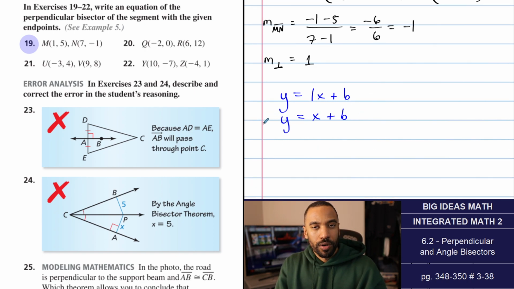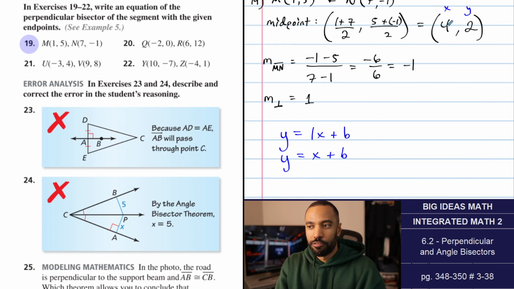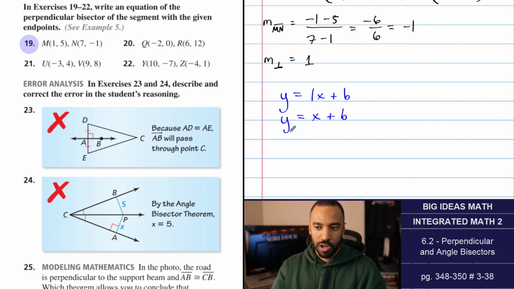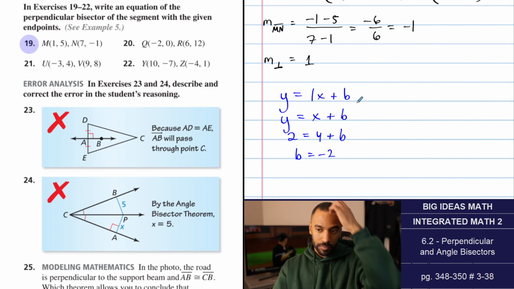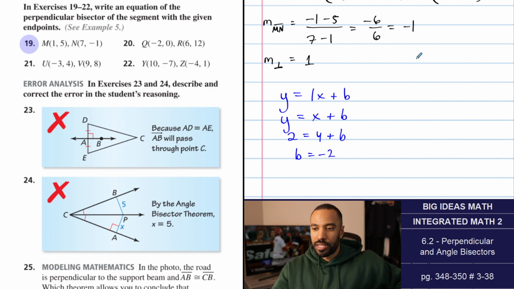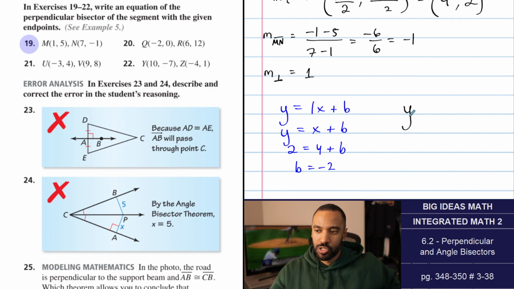X and y, we're going to temporarily substitute 4 for x and 2 for y into this equation to solve for b. So we're going to get 2 equals 4 plus b. Subtract 4 from both sides, you get b equals -2. So your final equation here is y equals x minus 2. Y equals x minus 2, like that.